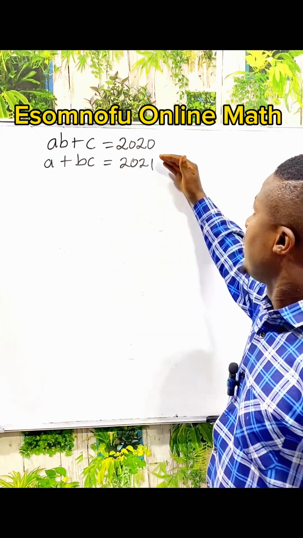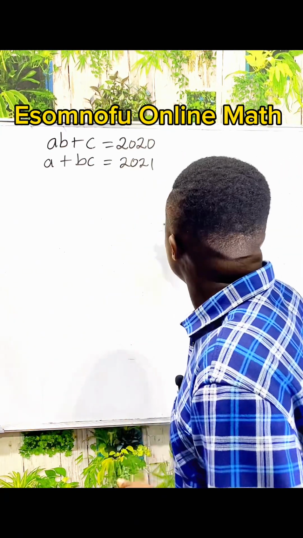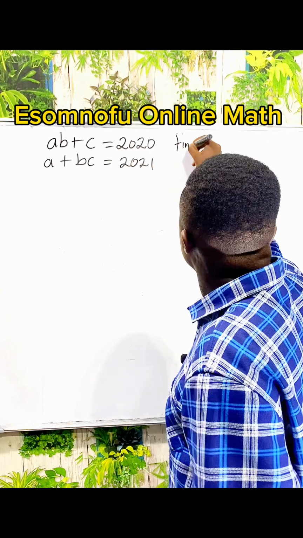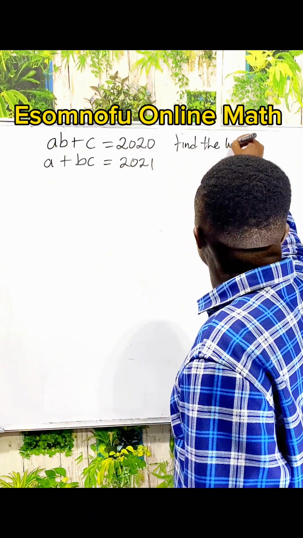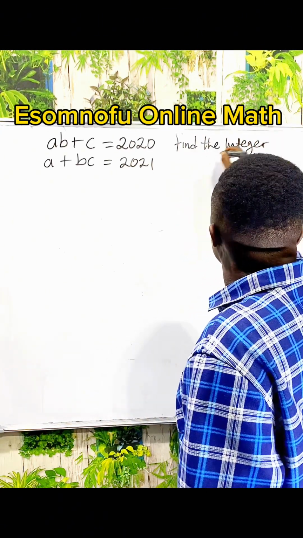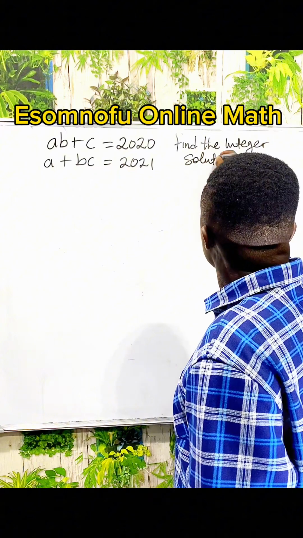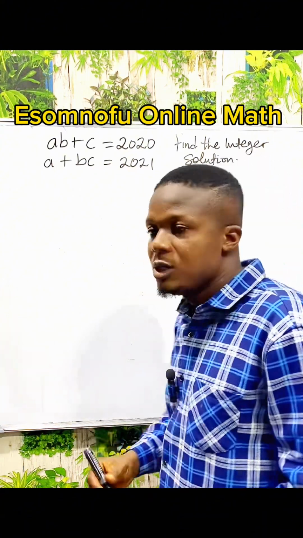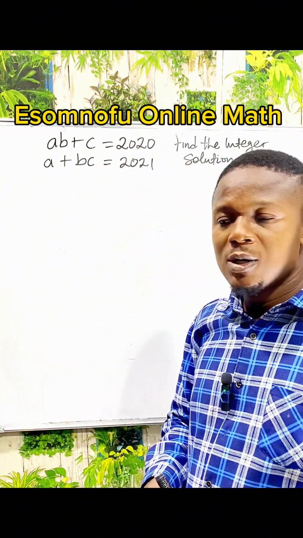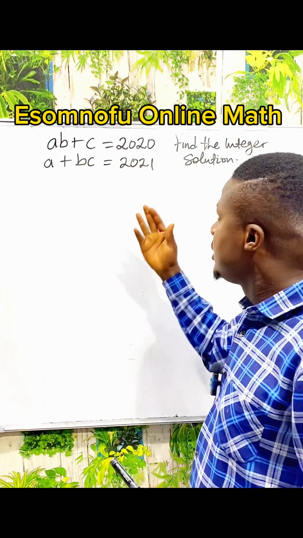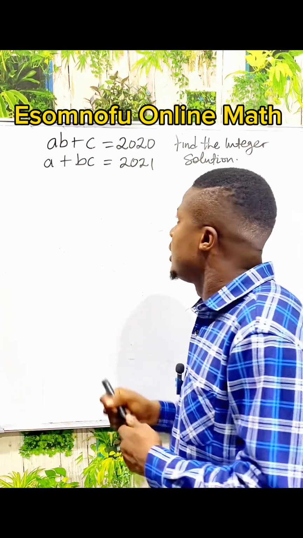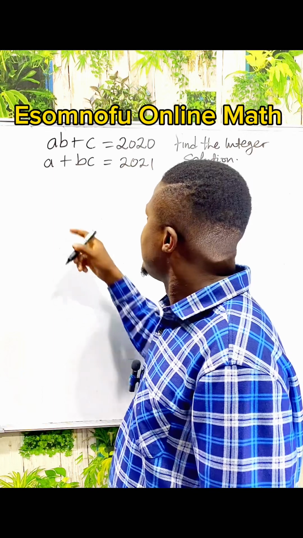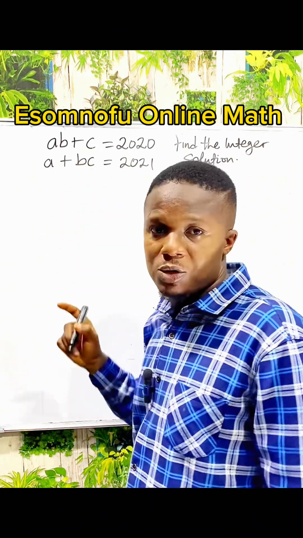Okay, we have the first equation and the second one, and the question says we should find the integer solution. We need to find the integer solution. Now let us solve this. If you look at the equation, the first step we shall take is to subtract equation 1 from equation 2.